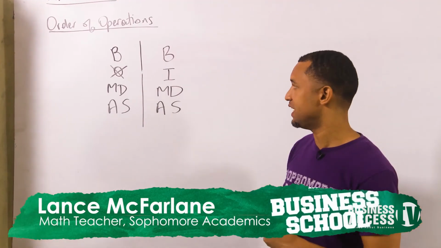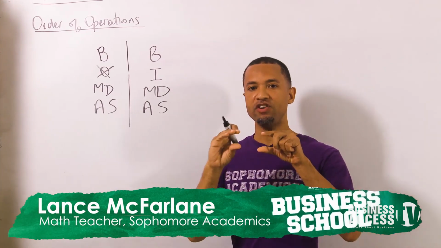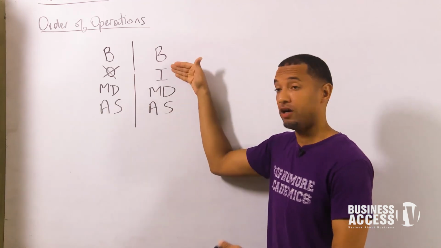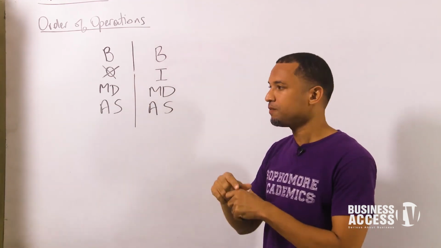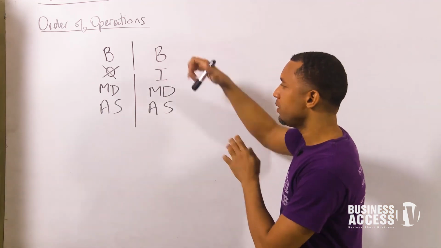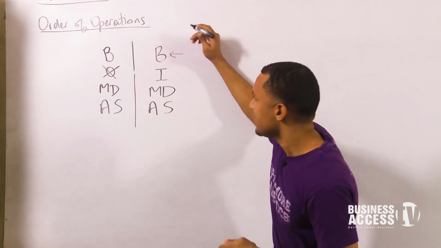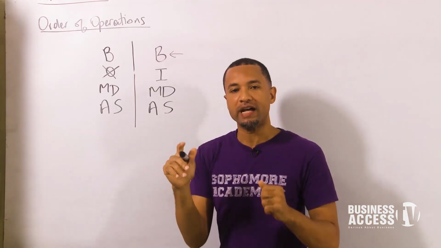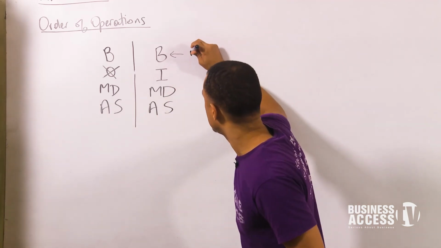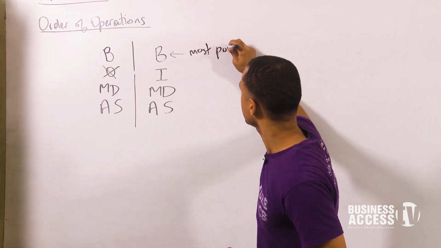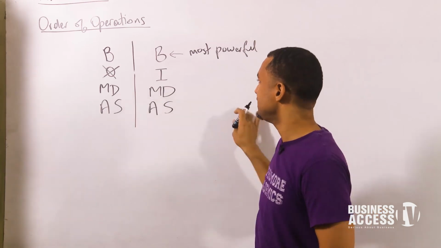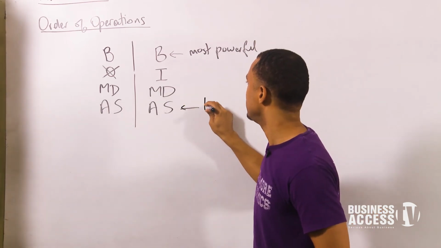What this means is that if you see a series of operations, your operations being multiplication, division, addition, subtraction, powers, which is indices, and brackets, in a mathematical expression, if you see a bracket, it is the most powerful operation and it should be done first. If this is the most powerful, which is the least? It would be addition and subtraction. So this is the least.